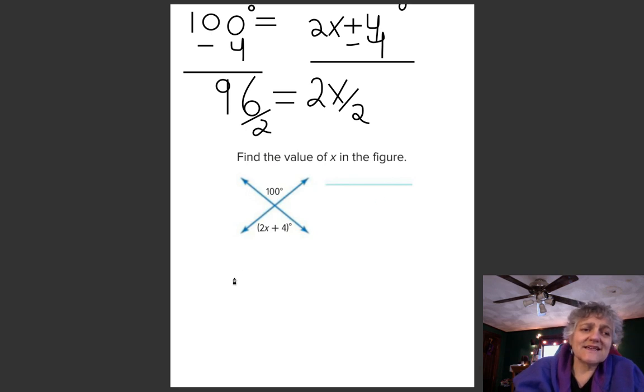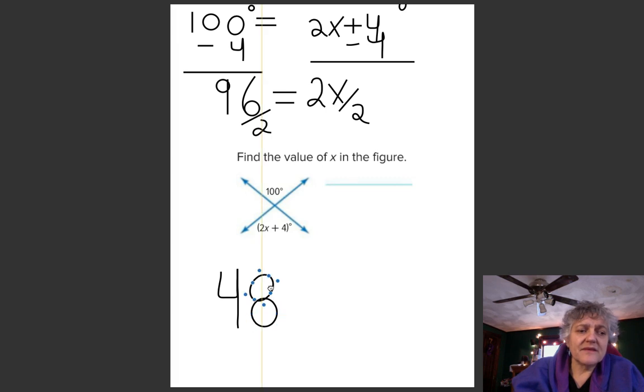So 96 divided by 2, if you work it out with a calculator, or if you work it out with paper and pencil, you will find that it is 48. And that means that 48 is equal to 2x divided by 2. 2 divided by 2 is 1, so we end up with 1x. 1 times anything is whatever you started with, so we know that 1x is equal to x. X is actually, in fact, equal to 48.